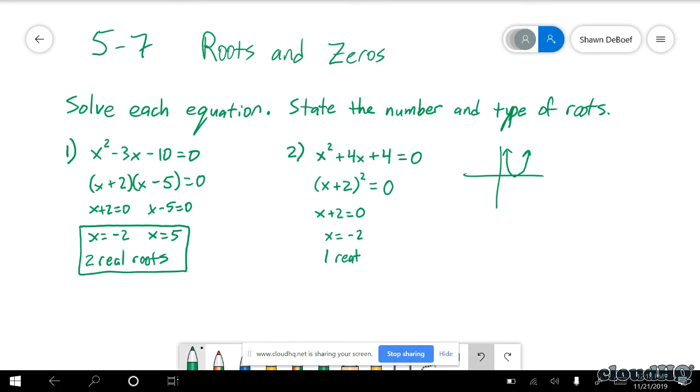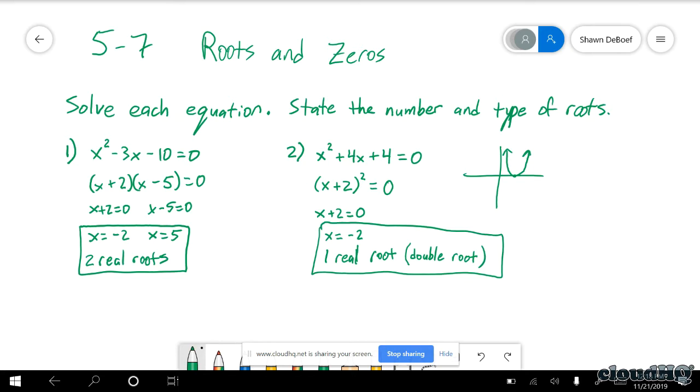Whoops. Trying to combine words here, I guess. There we go. One real root. But we do have a name for that kind of root where it happened twice. We will call it a double root. That way we understand why we didn't have the 2. We expected 2, we only got 1, but it was a double root, it counted twice. So that kind of satisfies us.